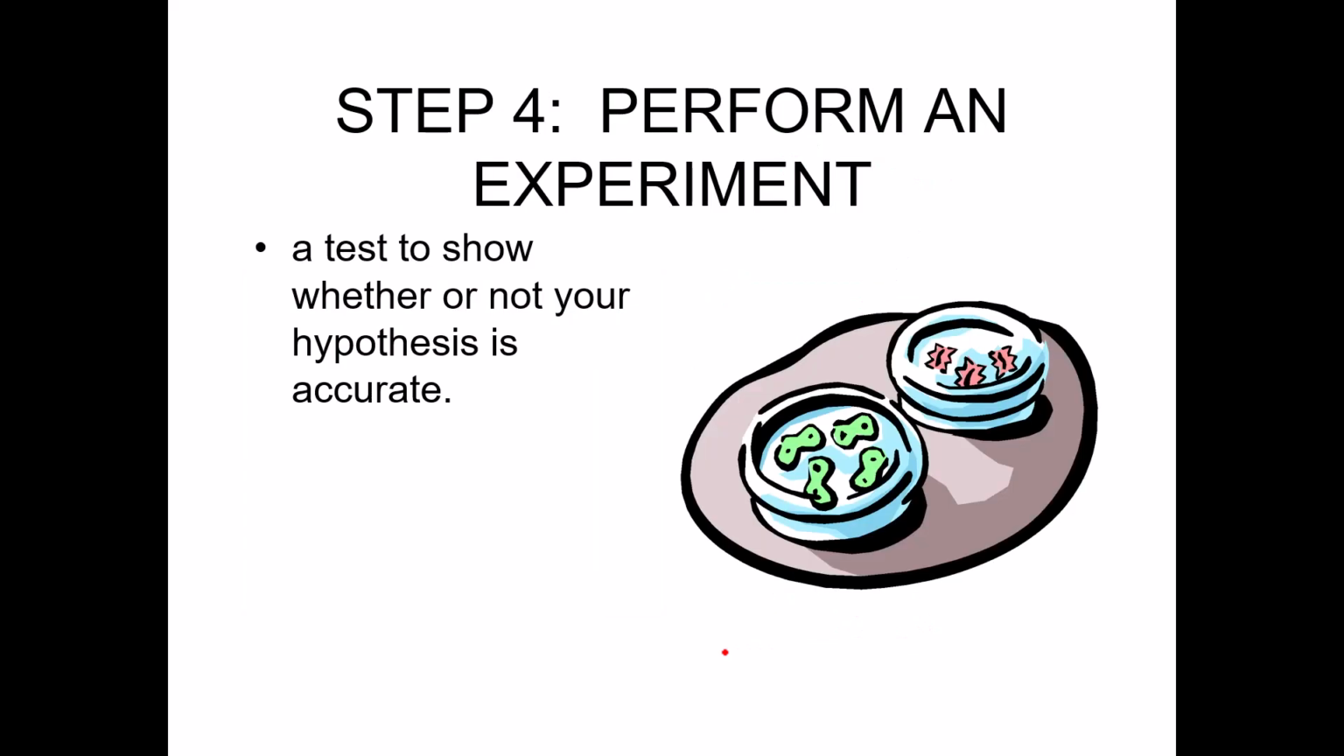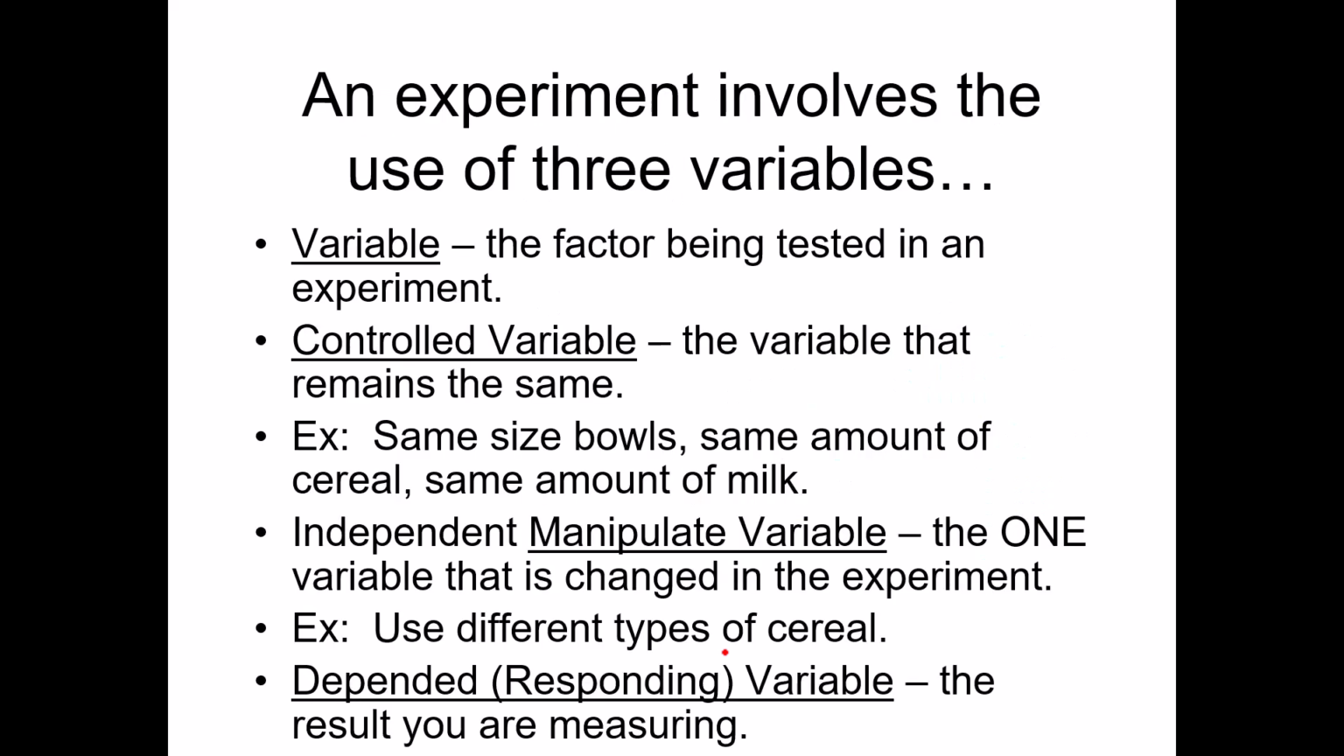Perform your experiment. All right. So just a test to show whether your hypothesis is true or not, or accurate or inaccurate. So a few things as we go over this. So variables. In our experiment, we have variables. There's a host of variables. There's controls, there's experimental, there's all kinds of things. Okay. So variables are just factors in the experiment.